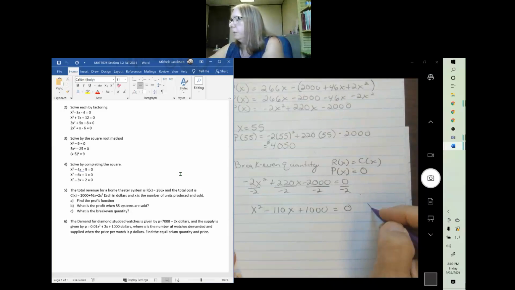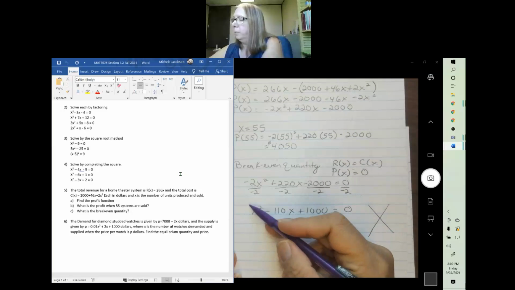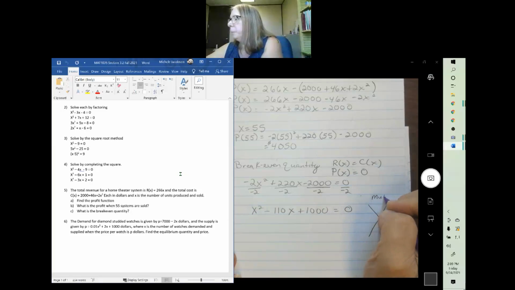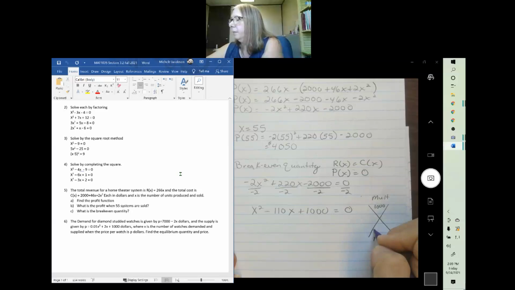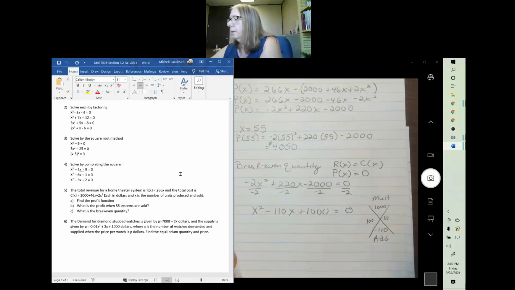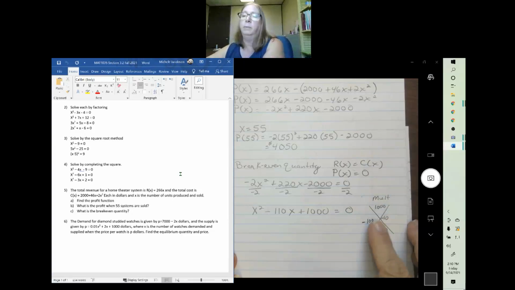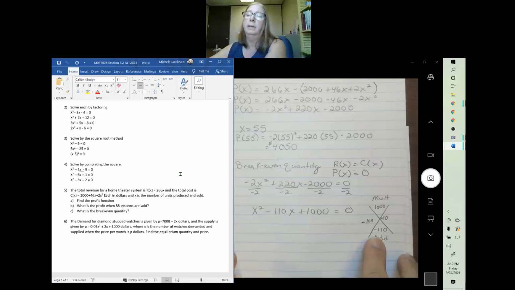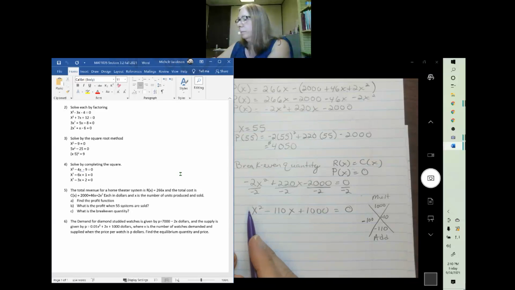Okay, if we factor this, there's no number in front, so we multiply to get a positive 1,000, and we add to get the negative 110. Well, I know 1,000 is 100 times 10, and if I add them, I get a positive 110. I could make them both negative, and then when I multiply, I still get the positive 1,000, but when I add, I do get the negative 110. No number in front.